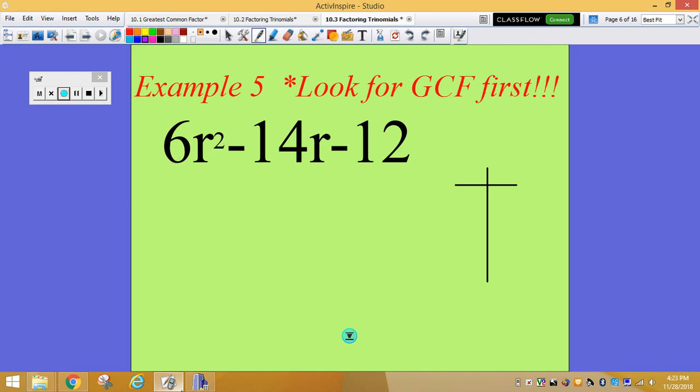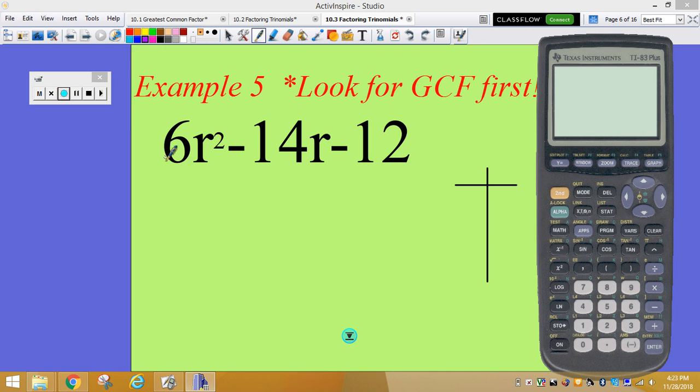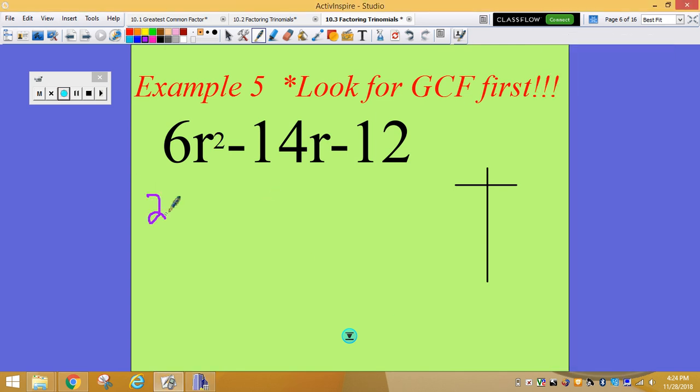Remember the way you find your GCF, in case you're not sure what it is: you pick the two that are closest. So out of 6, 14, and 12, which two are the closest? 12 and 14. We go down to 10 because we want to get down to the GCF. I'm going to use 14 and 12, and my GCF is 2. Okay, so I'm going to start by taking a 2 out.